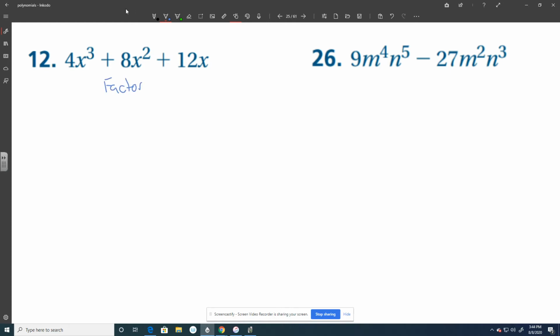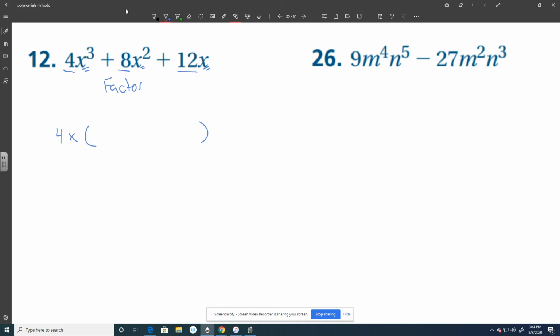So I'm looking for what will go into 4, 8, and 12, because what I'm trying to do is I want these in the parentheses, but I want to pull something out to the front of the parentheses. So that's my end goal, is what can I pull to the outside? And 4, 8, and 12, all of those are divisible by 4. So I know I can pull out a 4. And then x cubed, x squared, and x. The biggest number of x's I can pull out is x. I know that's not the biggest x, but it's the most that I can pull out. So then that's going to go in front of my parentheses.